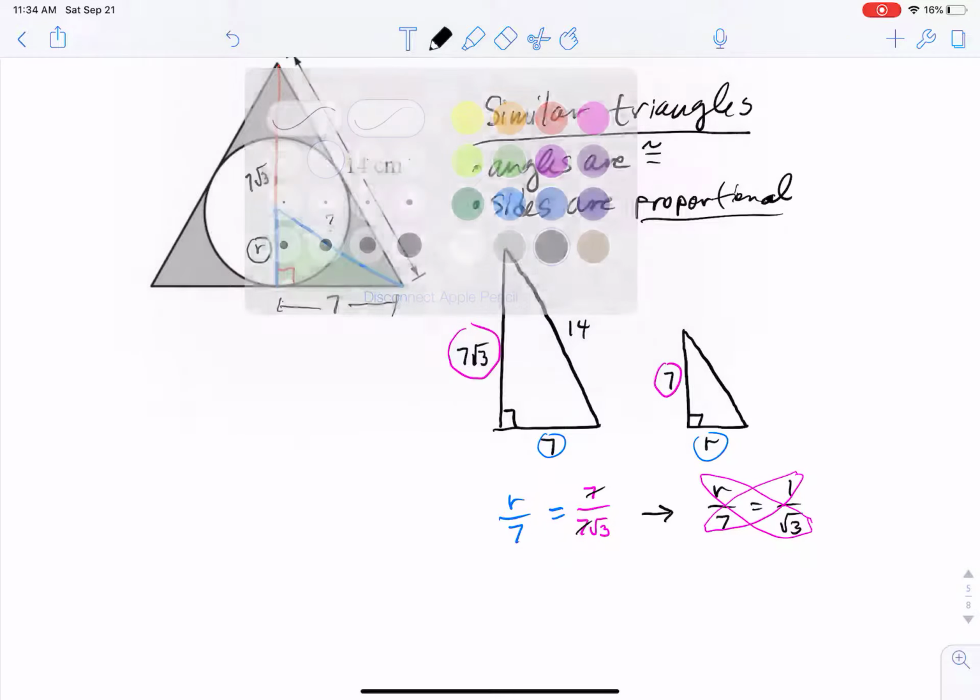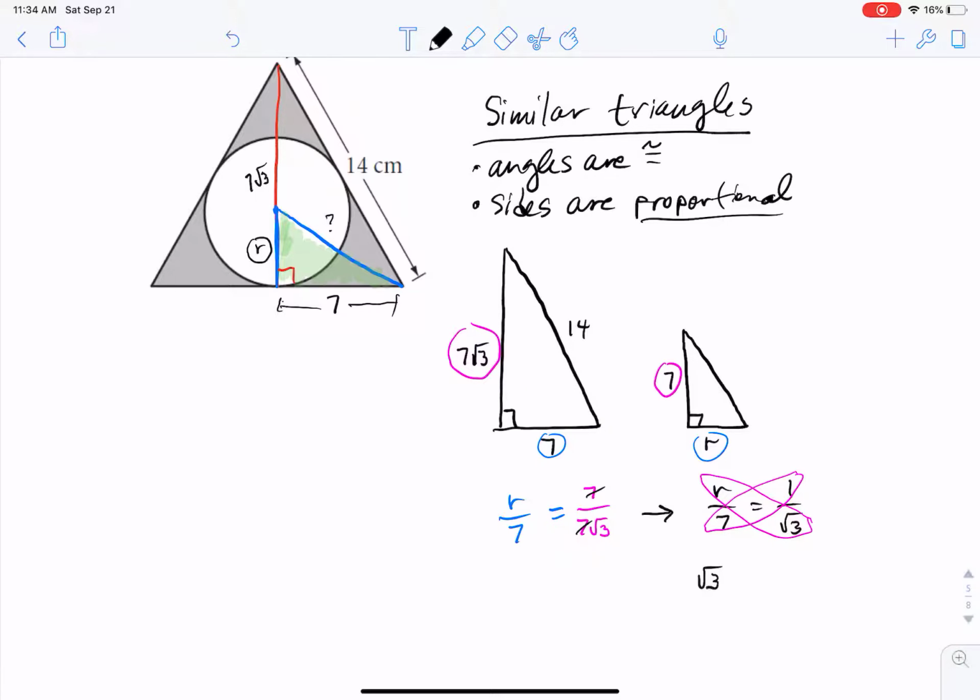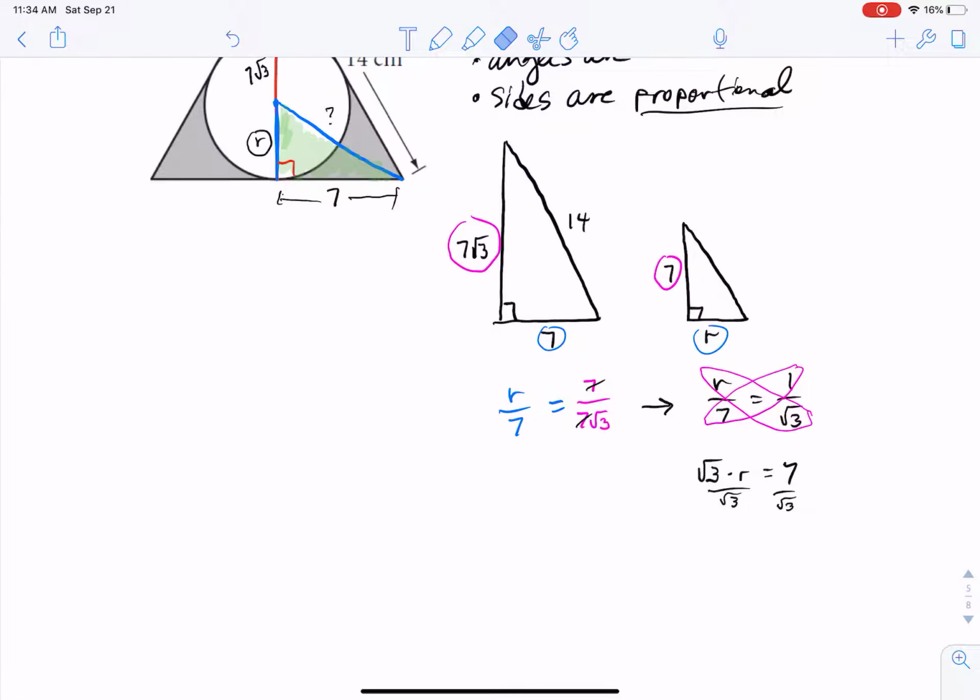So I get the square root of 3 times r should be equal to 7. To solve for my r, I'm going to divide both sides by the square root of 3. So my radius should be equal to 7 over the square root of 3. And I could leave it like that, but another thing that we don't like besides fractions inside fractions is square roots in the denominator. So I want to get rid of that.